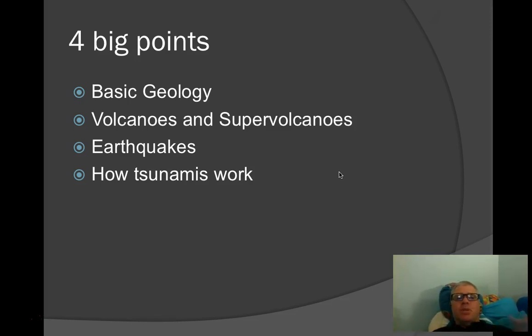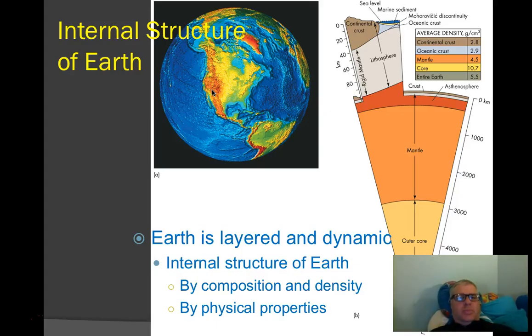So I am just going to focus on 4 major points, and it's still going to take a little bit of time to go through here. All right, so starting with basic geology in terms of what I want folks to know.